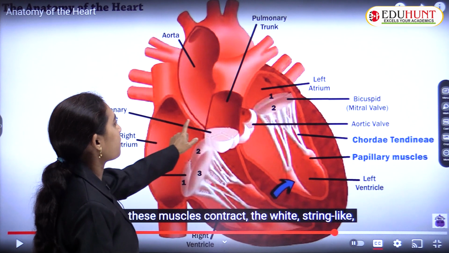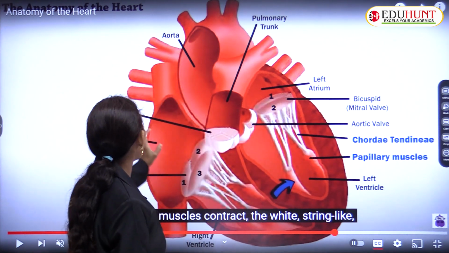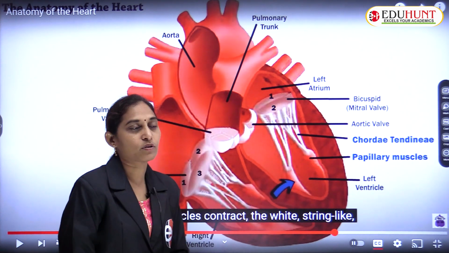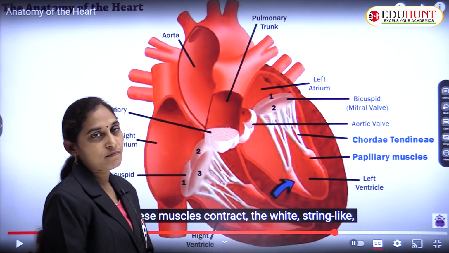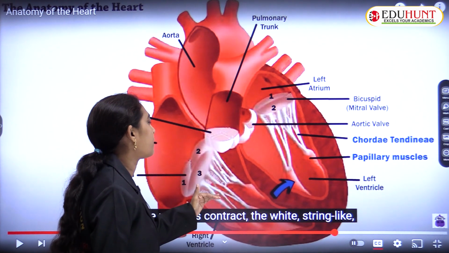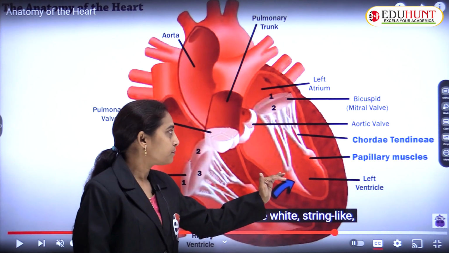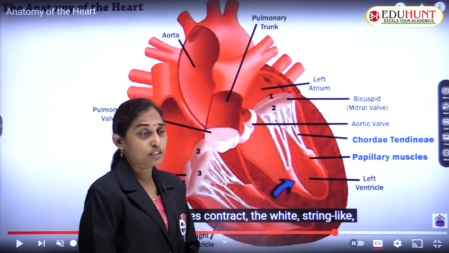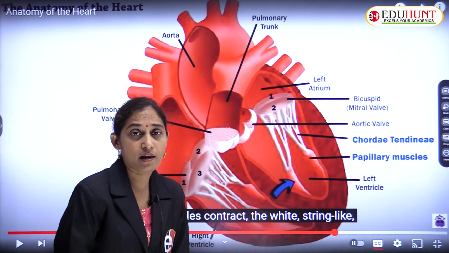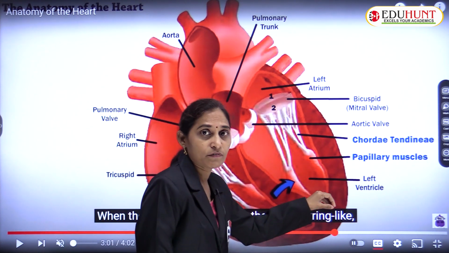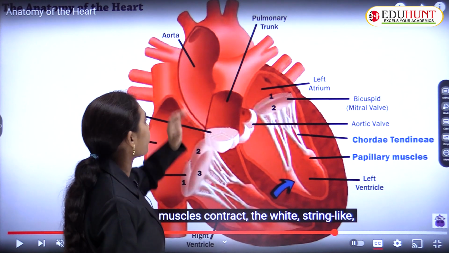These are the semilunar valves, the pulmonary valve and the aortic valve. The pulmonary valve is present between the right ventricle and the pulmonary trunk, and the aortic valve is also a semilunar valve, present between the left ventricle and the aorta.